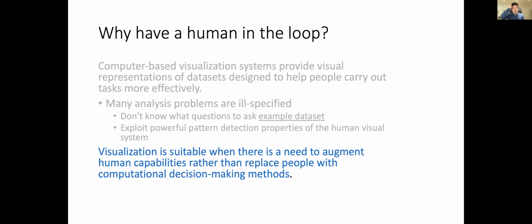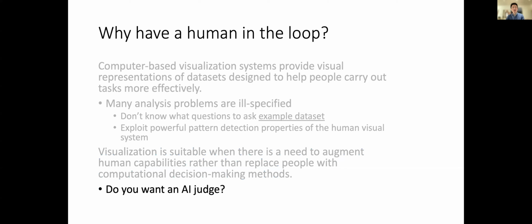Okay, and so in a sense, visualization is there to support or augment human capabilities rather than replace humans completely. There are certain situations where if you just let humans do all the work manually, that might be too difficult. And then you can use visualization to support.